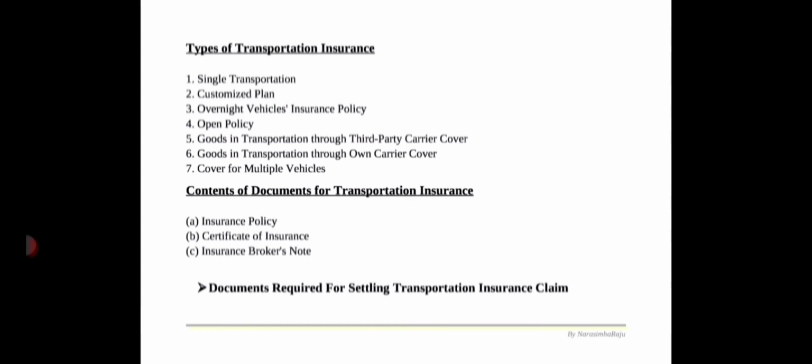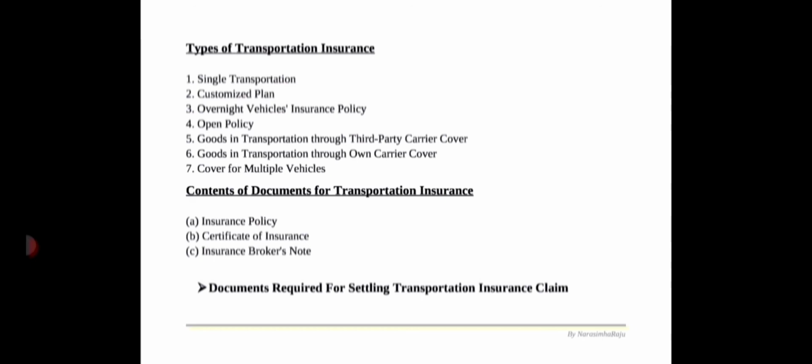And coming to the various contents of documents for transportation insurance: insurance policy, certificate of insurance, and insurance broker's note. The insurance policy sets out all the terms and conditions of the contract between the insured and the insurer. The next one is the certificate of insurance. It is the evidence of insurance but does not set out the terms and conditions of the insurance. It is also known as a cover note.